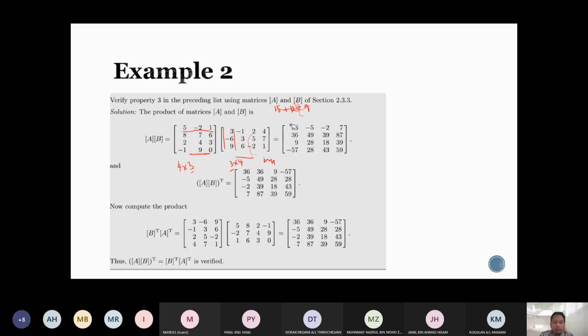Then you can transpose the matrix if you want. You can transpose this matrix, then check whether this transpose is similar to what you get if you transpose the matrices one by one. What this actually does is, the question wants to check if (AB) transpose equals B transpose times A transpose. So you get the same results.